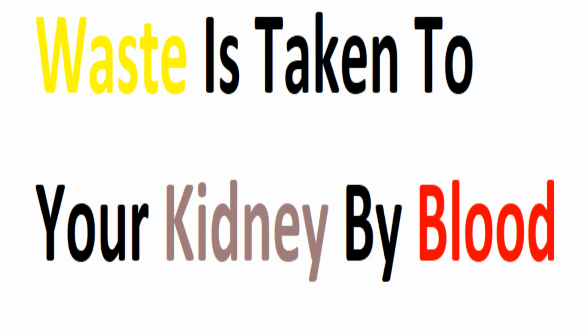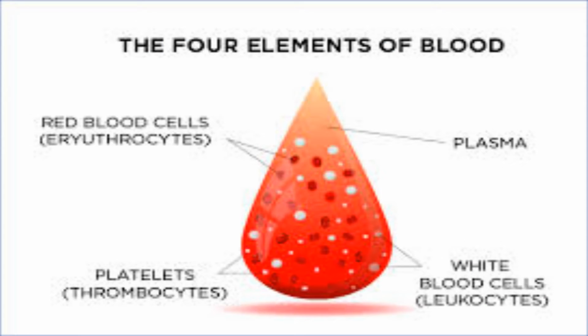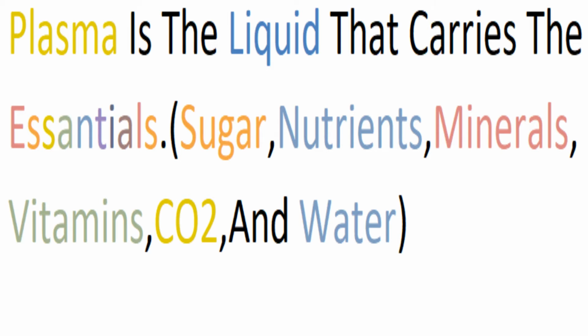Blood is actually the liquid that carries the oxygen, nutrients, waste, and other substances. Waste is picked up by your blood and is taken to your kidneys. CO2 or carbon dioxide waste is carried in your blood to your lungs where you exhale it. If blood is the bus, plasma, red blood cells, white blood cells, and platelets are the parts that make your bus or vehicle. So first off, I'll explain to you what plasma is.